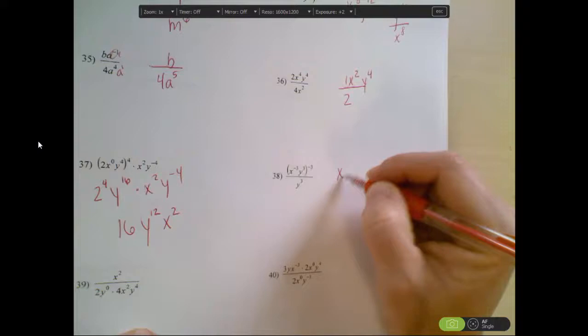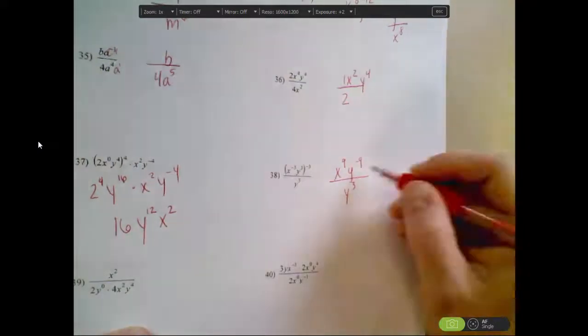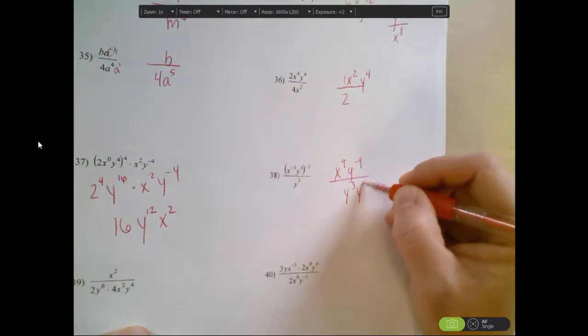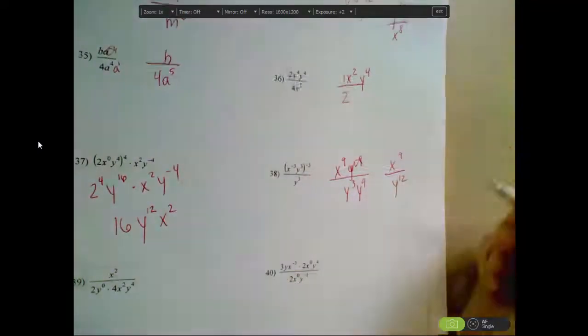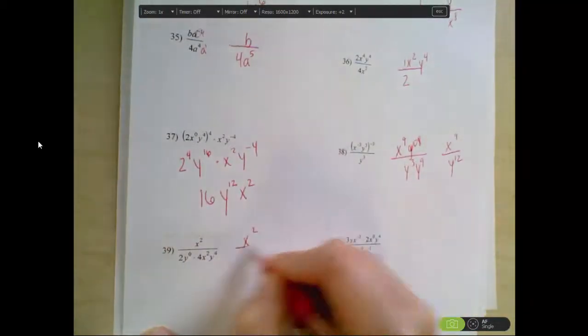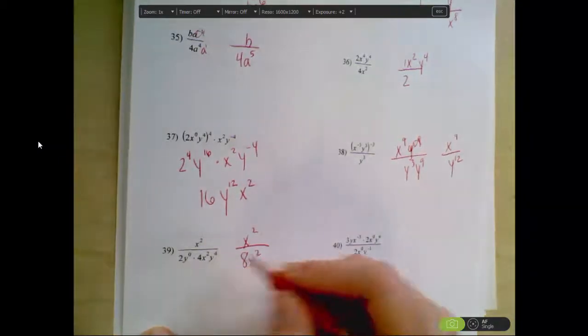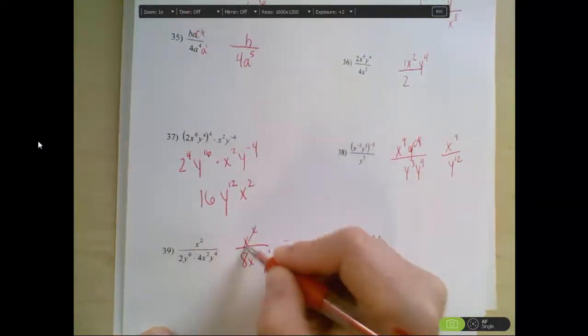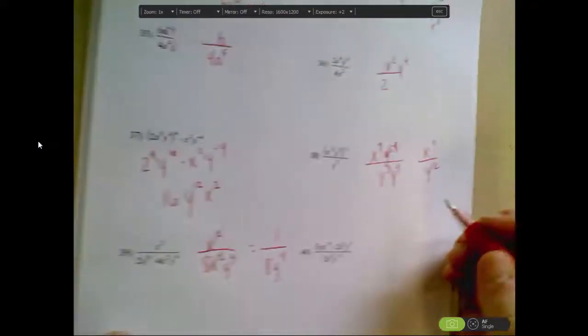Multiply the exponents, x to the 9, y to the negative 9 over y to the 3rd. If this moves down and becomes y to the 9th, then that gives me y to the 12th on the bottom. I'm going to multiply the bottom first, so x squared over 2 times 4 is 8 x squared, 0 plus 4 is y to the 4th. X squareds cancel. 1 over 8 y to the 4th.